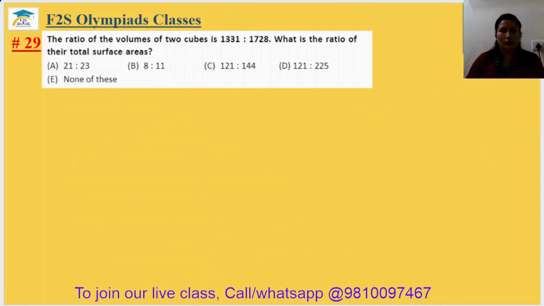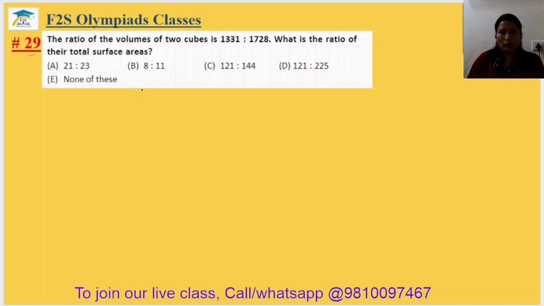Grade 7 Silver Zone Comprehensive Book, Chapter 7, Video Part 3. Okay. The ratio of the volume of two cubes is 1331 is to 1728. What is the ratio of their total surface area?